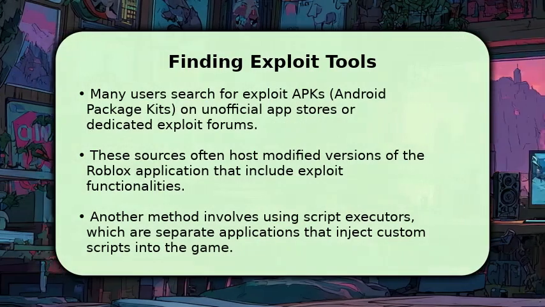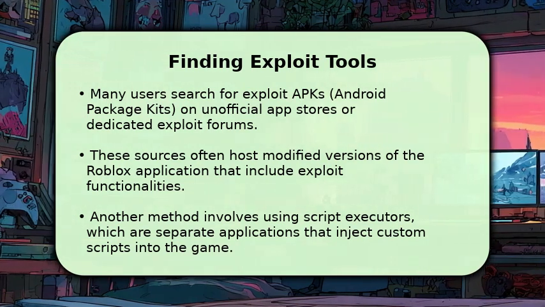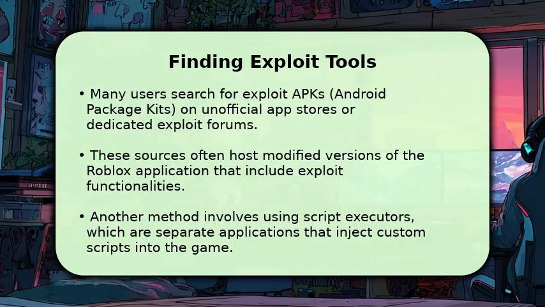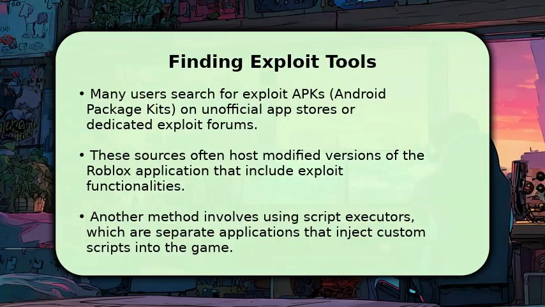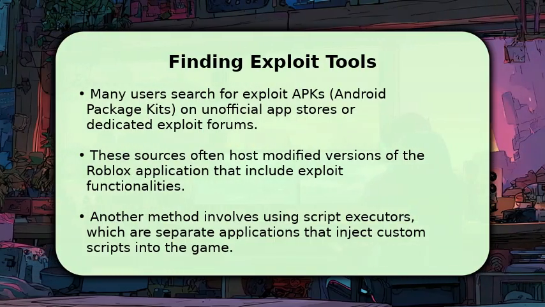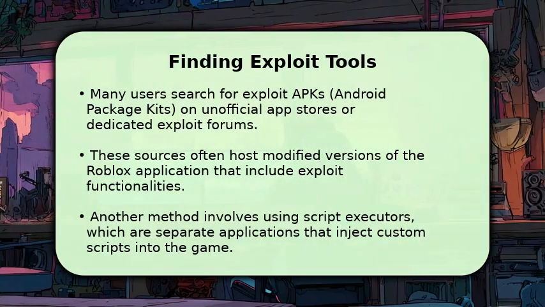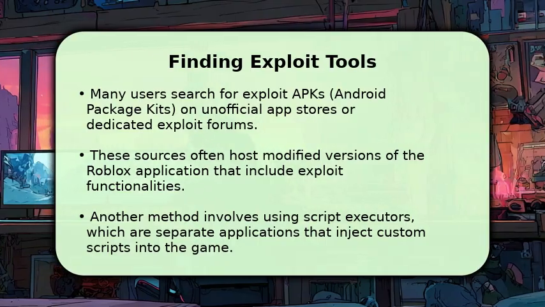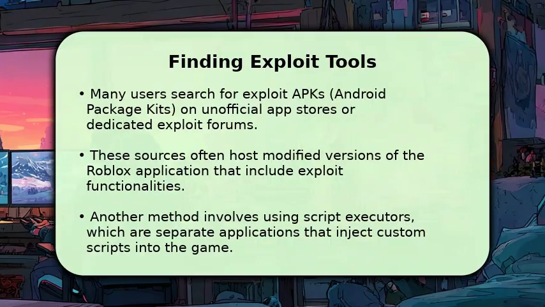When looking for mobile Roblox exploits, many individuals turn to unofficial app stores or online forums. These platforms often distribute modified versions of the Roblox application, known as APKs, which claim to have built-in exploit features. Alternatively, some users seek out script executor applications. These tools are designed to inject custom scripts directly into the game, allowing for various in-game modifications.